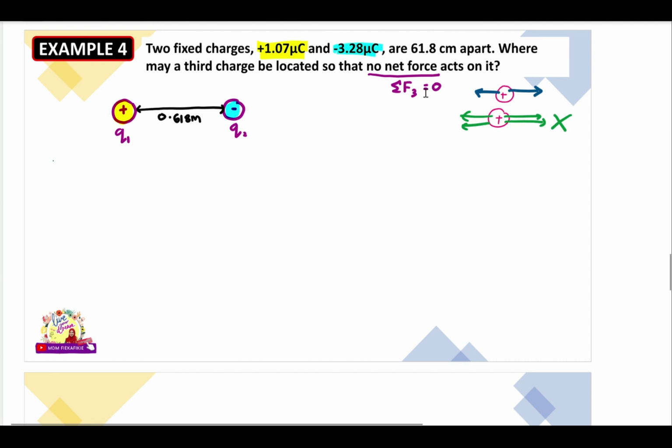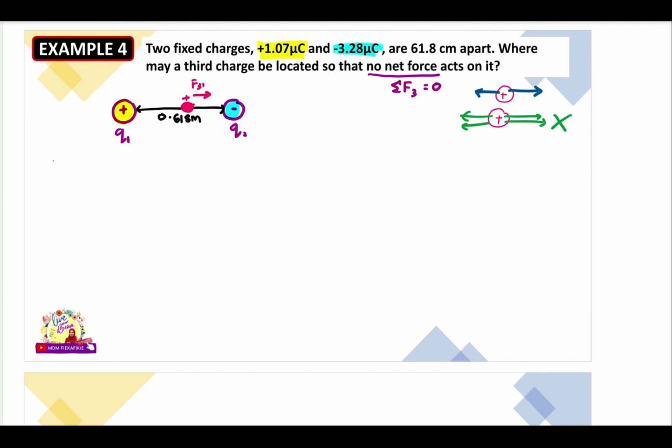Okay. So, sekarang cuba saya letakkan third charge saya. Okay. Q3 saya di sini. Kalau saya letak dekat tengah-tengah ke ataupun antara lah. Bukan tengah-tengah. Antara Q1 and Q2. So, positif. So, kita ada positif. So, dia akan ke sini lah. Betul tak? Okay. F3 1.